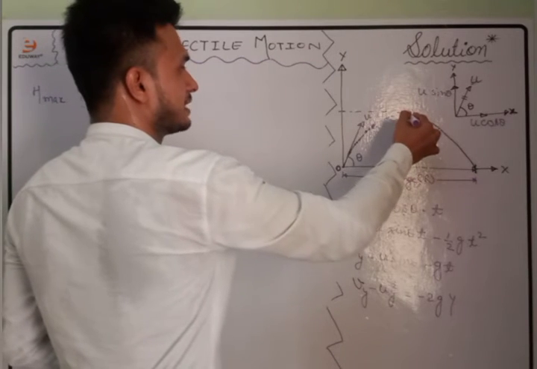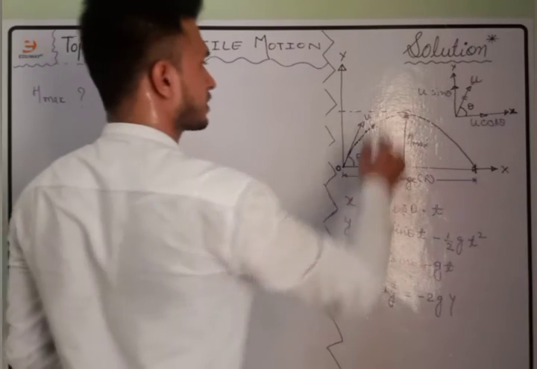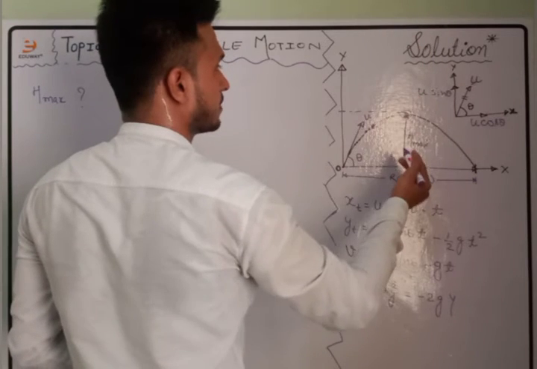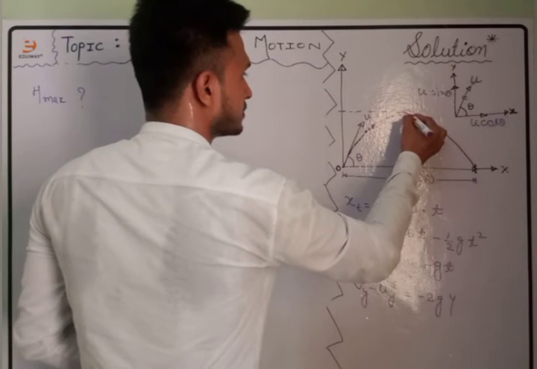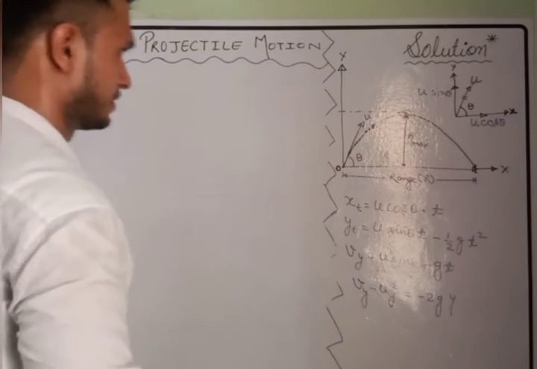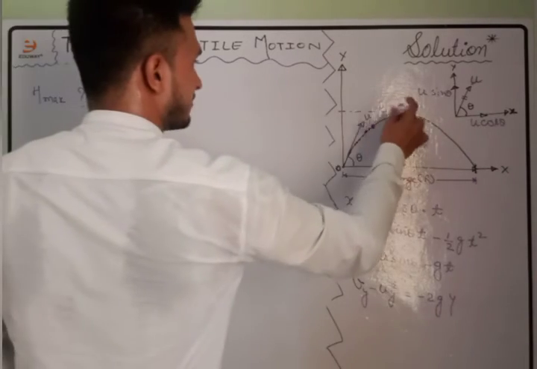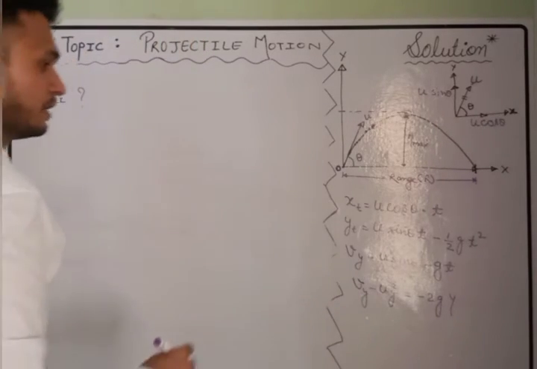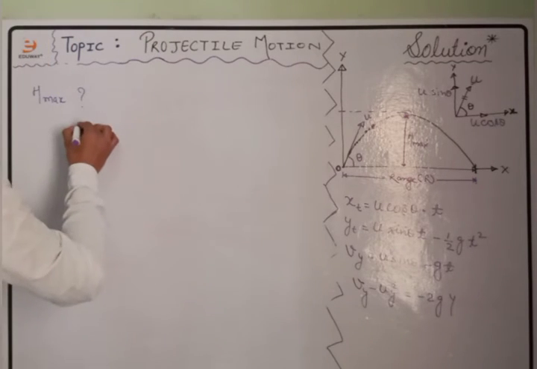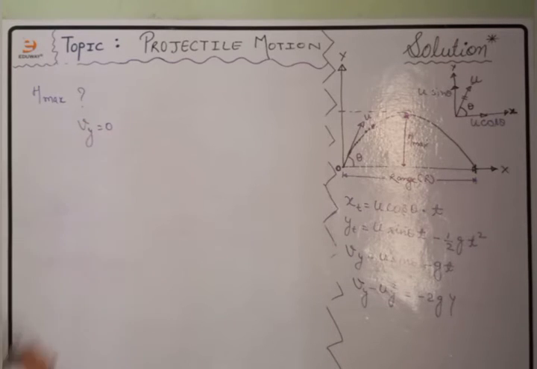At this point there will be no vertical component of the velocity, because if there were some vertical component, the object would either be moving directly downward or directly upward. But at this position, for a very small time, the object moves in a horizontal direction under the influence of gravity. It means at this point, when the object is at maximum height, there will be no vertical component of the velocity. So Vy will be 0.